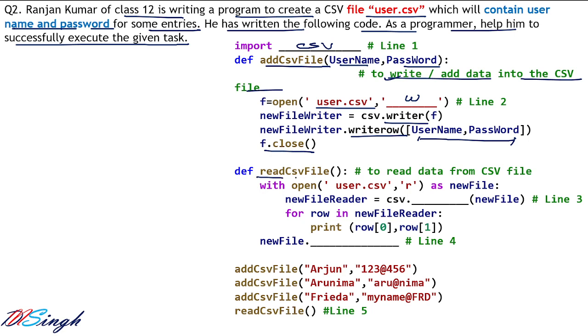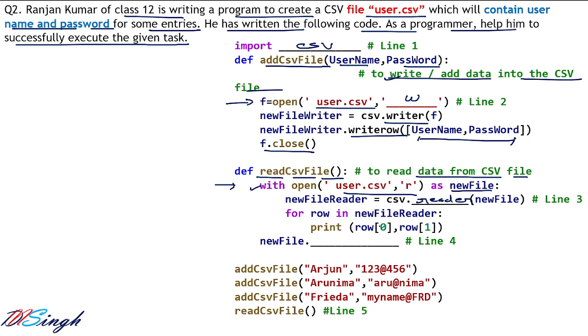Then we have another function called read_csv_file to read data from the CSV file with open. This is a construct to open a file. One construct is available here, another one is this one: with open user.csv in read mode as new_file. So this is the file handle. Now new_file reader, this is the reader object. One function defined inside the CSV module is reader, which returns the reader object. The reader object is used to iterate over and print whatever content is available in the CSV file line by line.